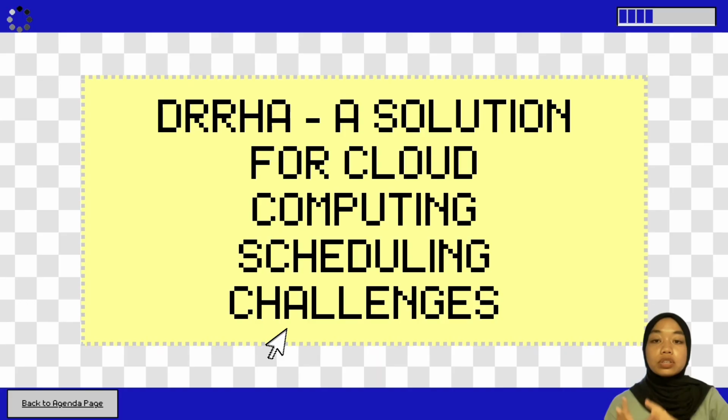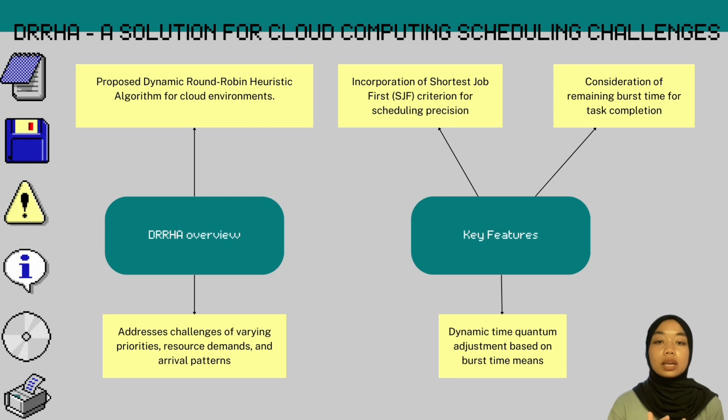Now, let's explore how the scheduling principles evolved to meet the unique challenges posed by the dynamic environment of cloud computing. Introducing the dynamic round-robin heuristic algorithm, or DRRHA, as a solution to the intricate challenges of task scheduling in cloud environments. DRRHA also addresses challenges by varying priorities, resource demand, and arrival pattern. The key feature of DRRHA is dynamic time quantum adjustment based on burst time mean. The time quantum, which represents the maximum time a task can use the CPU, is adjusted dynamically based on the mean of burst time. This ensures that tasks receive an appropriate amount of CPU time, contributing to efficient execution.